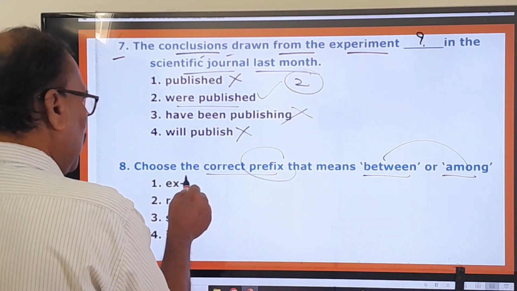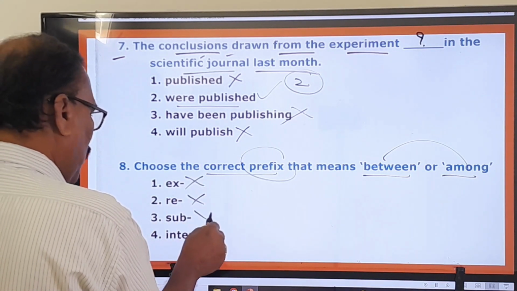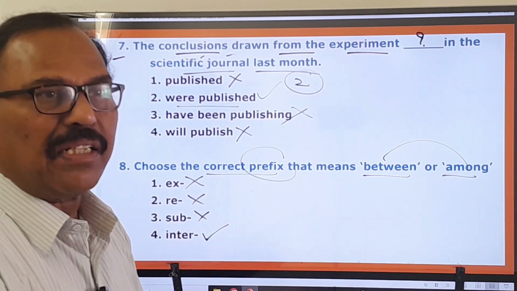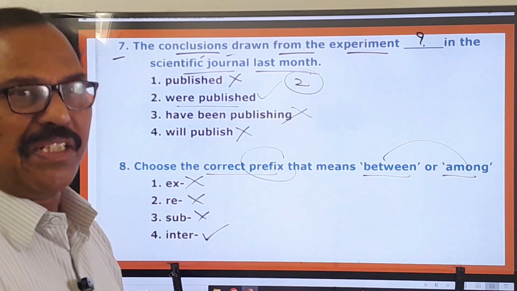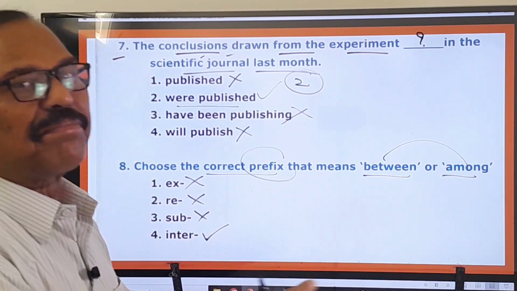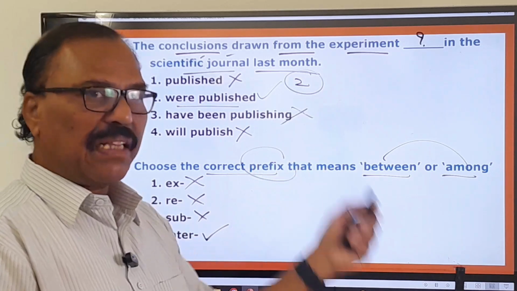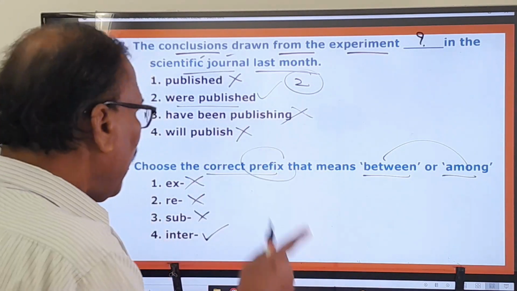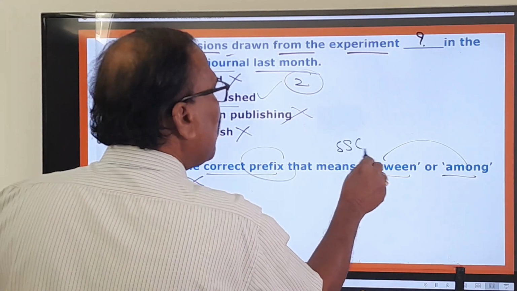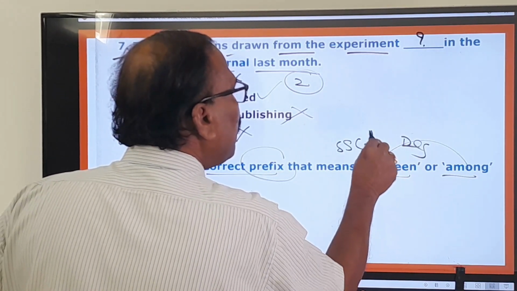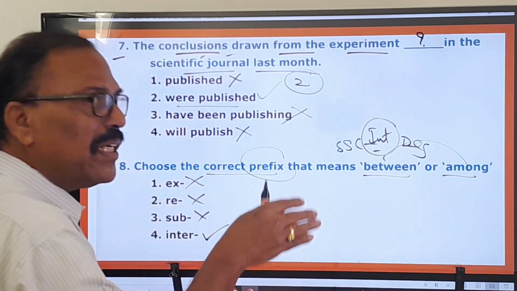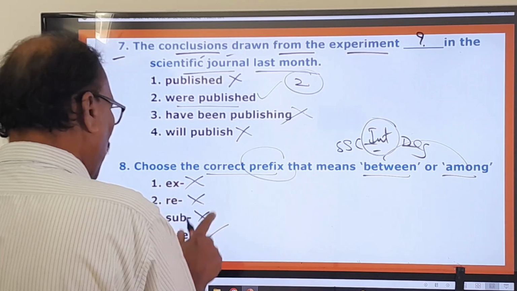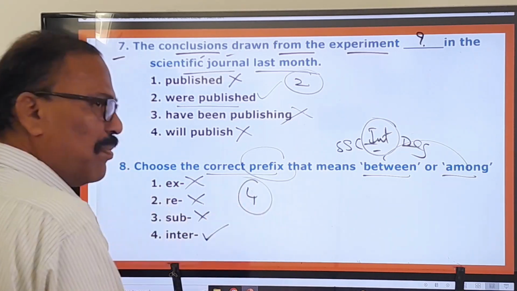Ex is there. Ex, re, no. Sub, no. Inter, this is the right one. Inter-college tournament, interstate games and sports meet, something like that. Inter means between. Intermediate means between 10th class and degree. That is therefore called intermediate. Inter means between SSC and degree. That is called what? Intermediate. That's why the name intermediate has come into existence, right? And therefore ex, re, sub are wrong. Only inter is the right one. Therefore your answer is the fourth one, right?